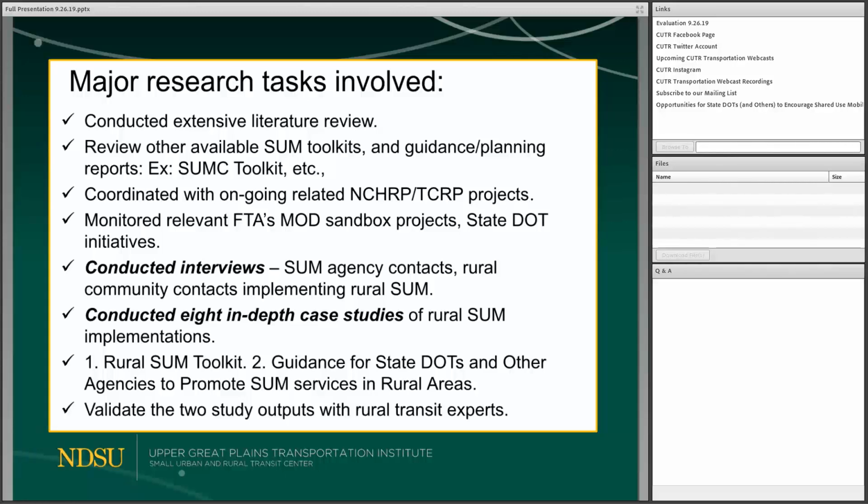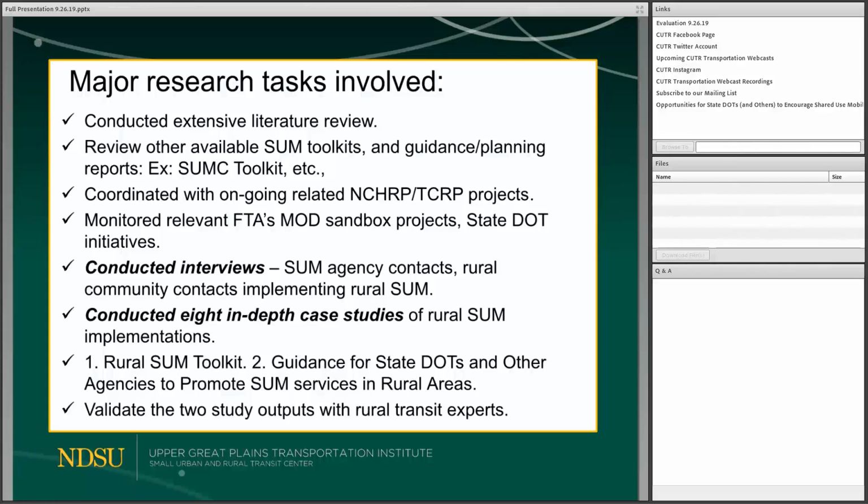Well, all these above research tasks were ultimately used towards developing 2 final products for our research effort. The first one is the Rural Shared Use Mobility Toolkit, and the second one is guidance for state DOTs and other agencies to promote shared use mobility services in rural areas. Just to give a quick overview of what goes into each of these 2 products, the Rural Shared Use Mobility Toolkit can help rural communities become informed about tasks involved for strategically planning and implementing various shared use mobility services.